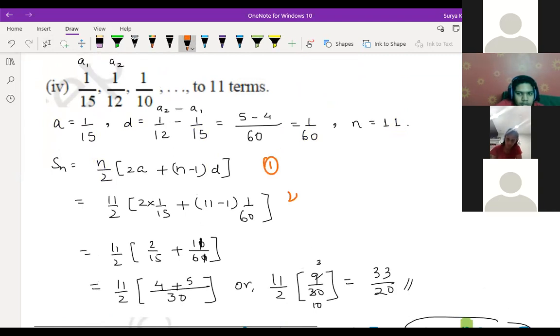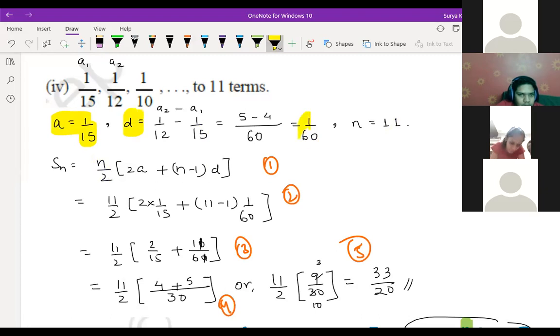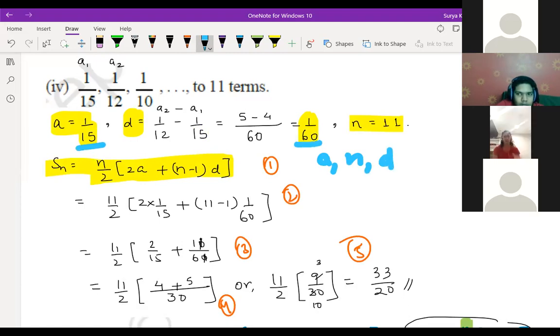So which part are you having doubt? First, second, third, fourth, fifth step. Which part are you feeling difficulty, children? Sir, can you please explain the second step again? Yeah. See, if you have a is equal to 1 by 15, d is equal to 1 by 60, n is equal to 11, this is the formula only. Now we are putting the values of n, a and d. And a is 1 by 15, d is 1 by 60, n is 11.